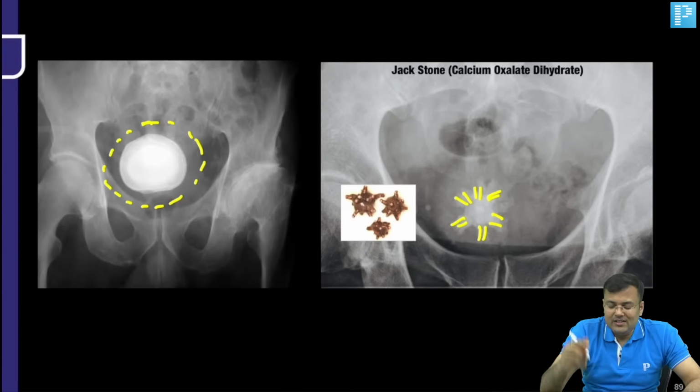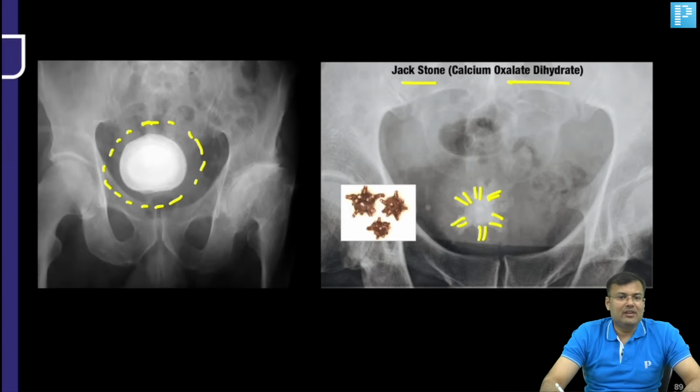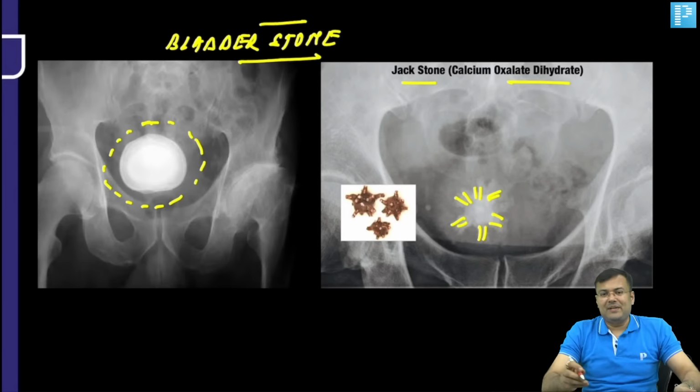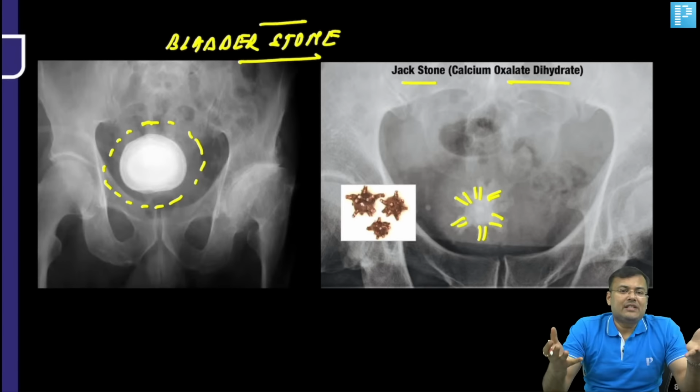So this is known as jack stone. Jack stone. So this is bladder stone. You can see here. You can easily identify bladder stone on X-ray. This is jack stone, calcium oxalate dihydrate.